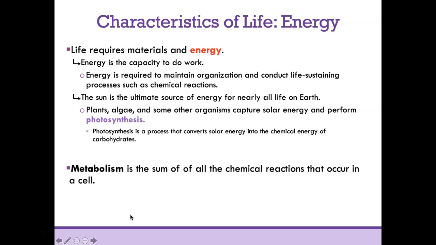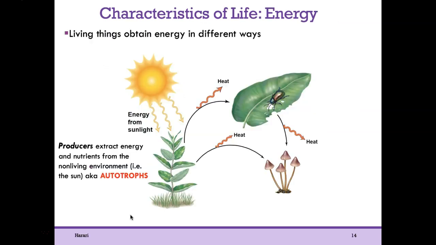But regardless, we need all these chemical reactions to occur properly, and all the chemical reactions in a cell are called metabolism. So your metabolism is the sum of all chemical reactions required to live. So energy is required by all living things, but living things obtain energy in different ways. Producers are the ones that do photosynthesis, and they can extract energy and nutrients from the non-living environment like the sun. So a producer can produce its own energy.